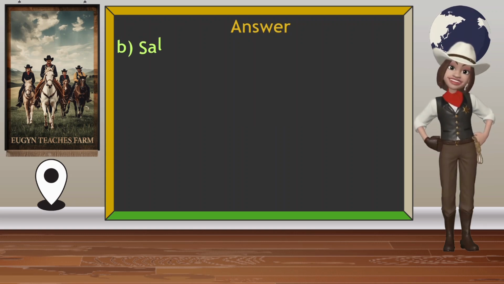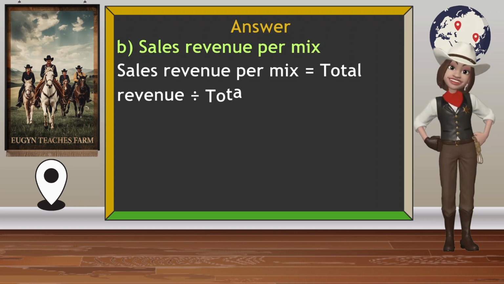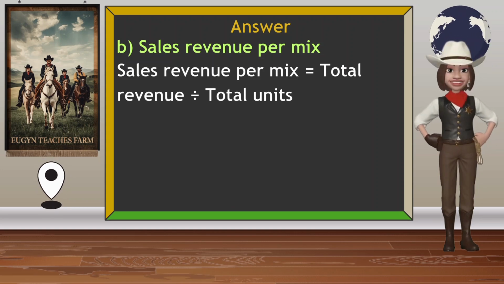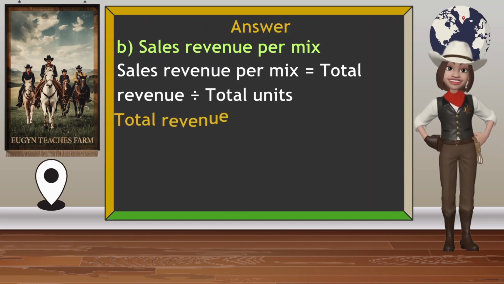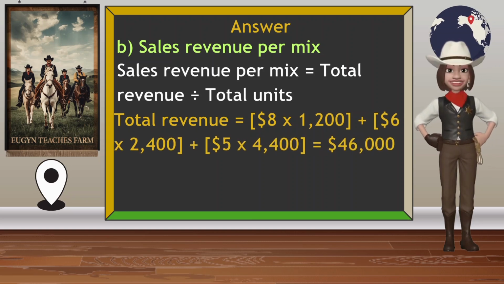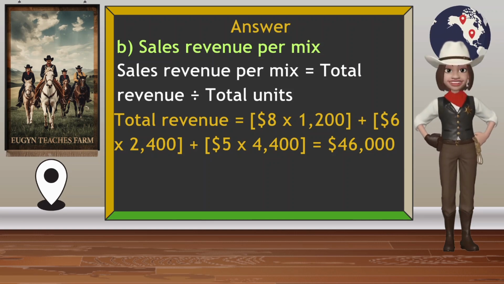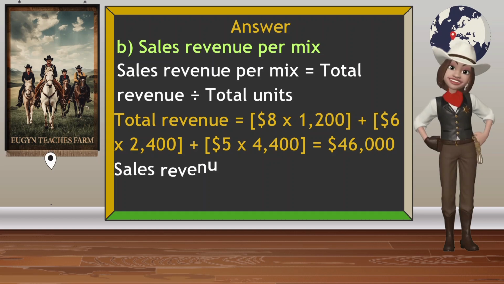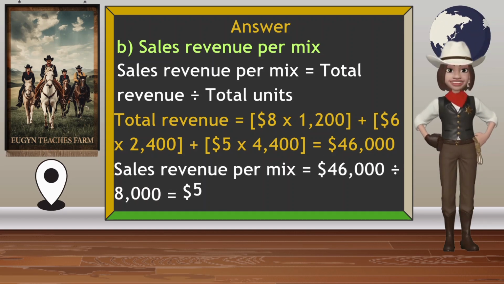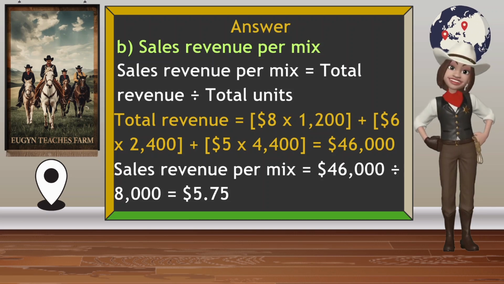To calculate the sales revenue per mix, we take the total revenue for the 3 products divided by the total units for the 3 products. The total revenue will be the selling price per unit times the number of units. We work out for the 3 products, E, F, and G. Overall, the total revenue is $46,000. Then the total units is 8,000. Dividing the 2, we get that the sales revenue per mix is $5.75.